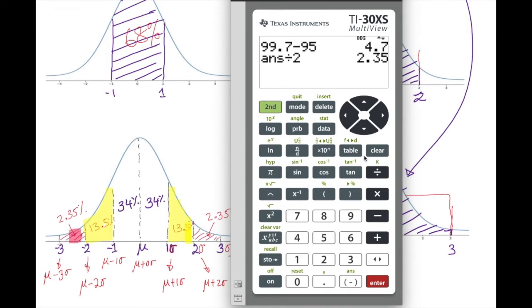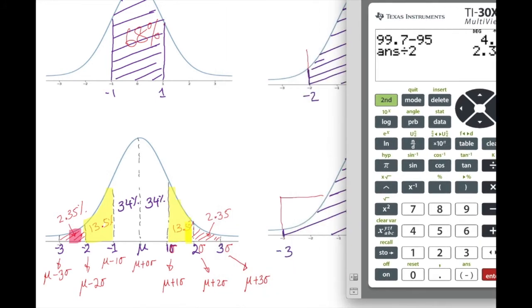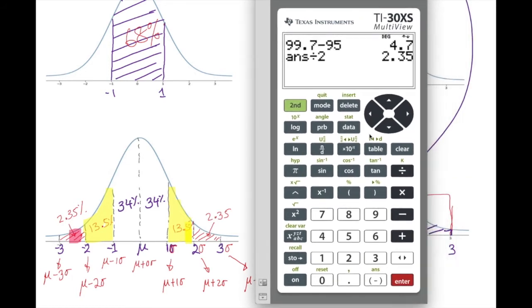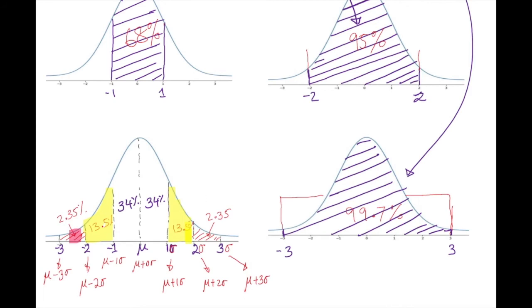Now, how do we find the remaining percentage here? We know 100% minus 99.7%. This is 0.3, divided by 2, and that would give 0.15. That is extreme. We don't really go about that. These are really outliers.